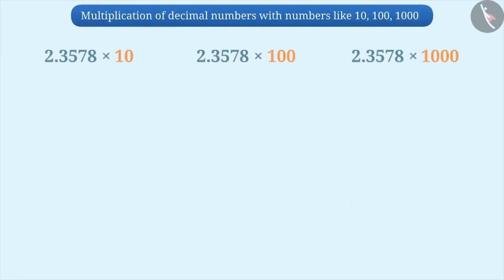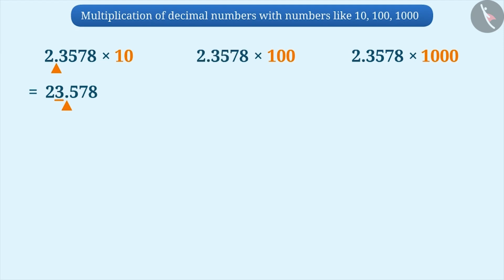If we multiply decimal numbers with numbers like 10, 100, 1000, then we can see a pattern. Let's understand it. Let us suppose we need to multiply 2.3578 by 10. The answer will be 23.578. If we observe this, the digits in the number to be multiplied, that is 2.3578, and the digits in the answer are the same. But the decimal point has shifted by 1 place to the right side.